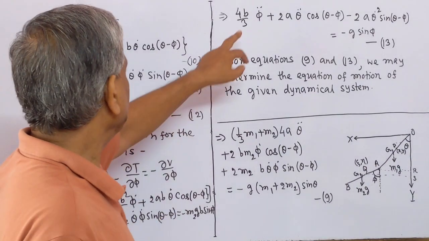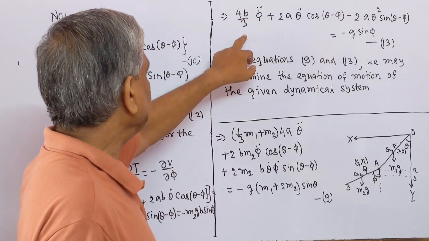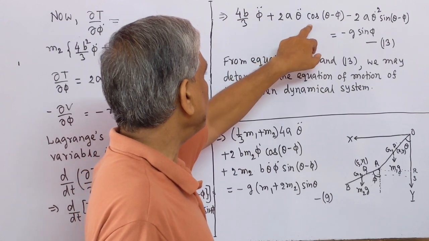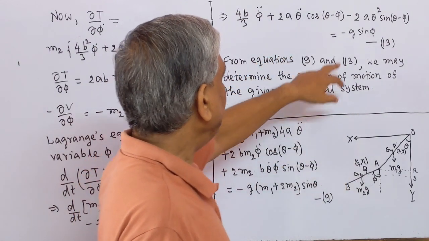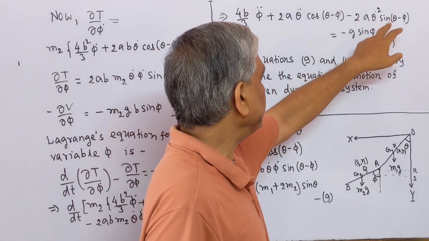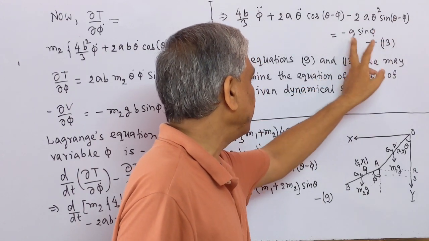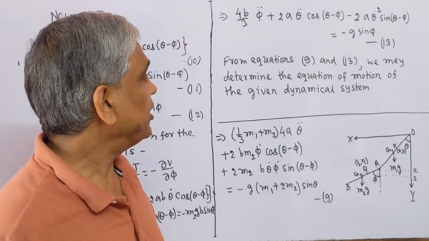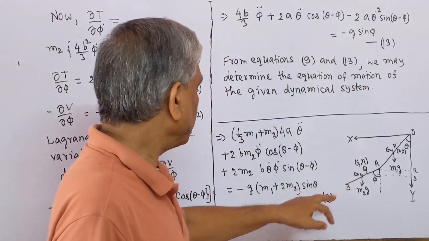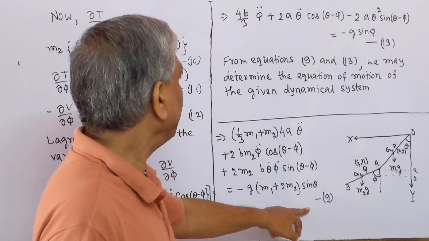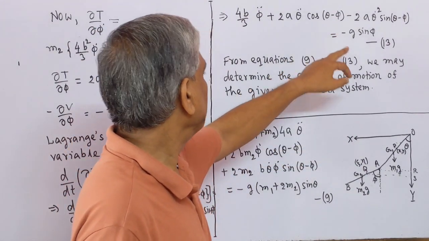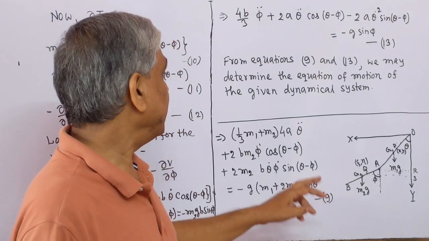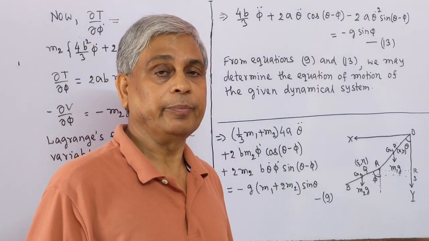This implies 4b by 3 phi double dot plus 2a theta double dot cos(theta minus phi) minus 2a theta dot square sin(theta minus phi) equals minus g sin phi. Let this be equation number 13. From equation 9 and equation 13 we may determine the equations of motion of the given dynamical system.